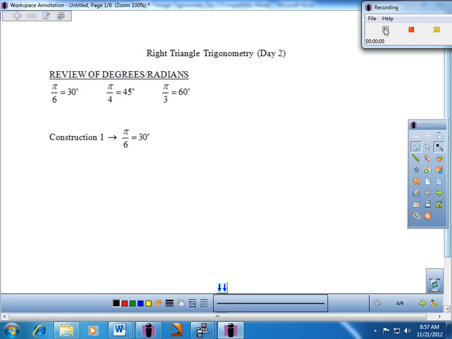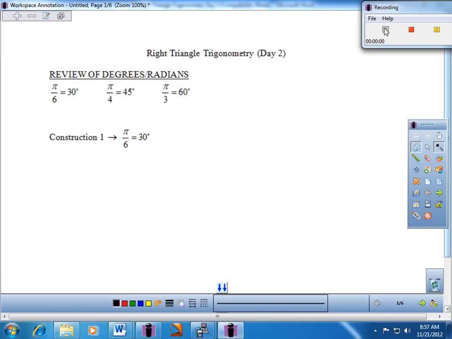And it looks like I also have a fourth notes worksheet with this. So, all right, let's take a look. At the top of the page should just have something that says review of degrees and radians. Obviously, you should know that pi over 6 radians is the same as 30 degrees. Pi over 4 radians is the same as 45 degrees. Pi over 3 radians is the same as 60 degrees.